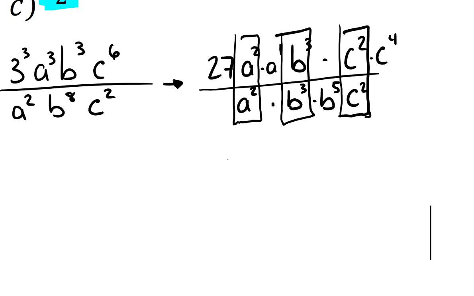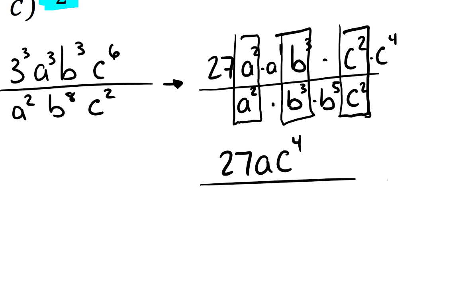So my final answer, you can see, is in my numerator, I've got a 27 and an A and a C to the 4th power. And down in my denominator, I have a B to the 5th power.